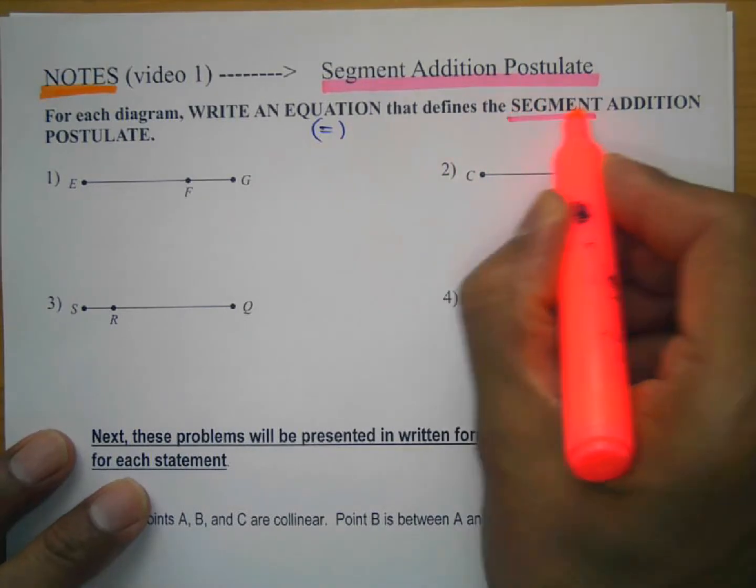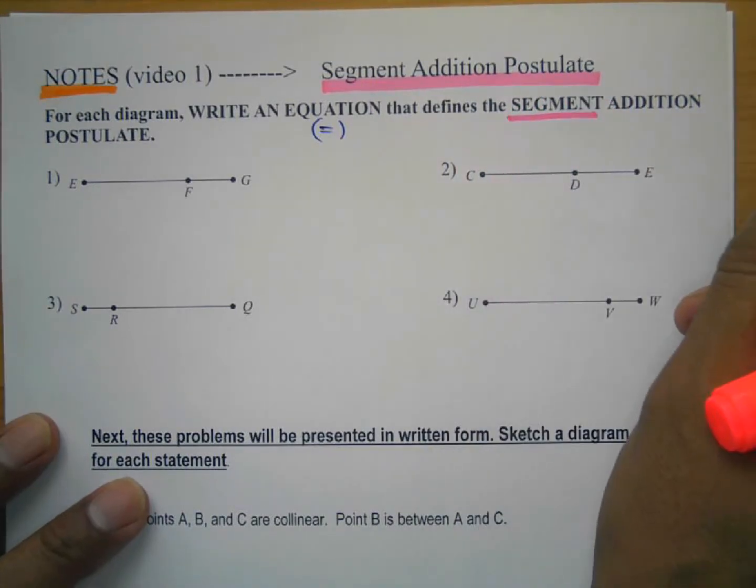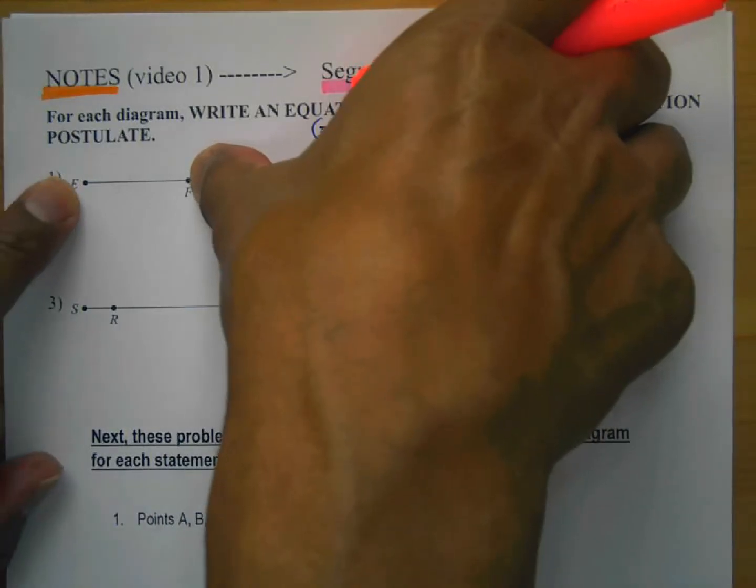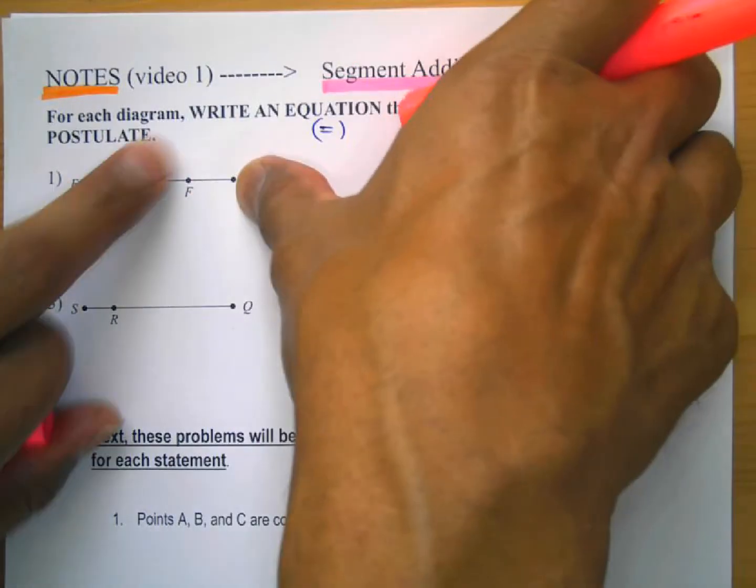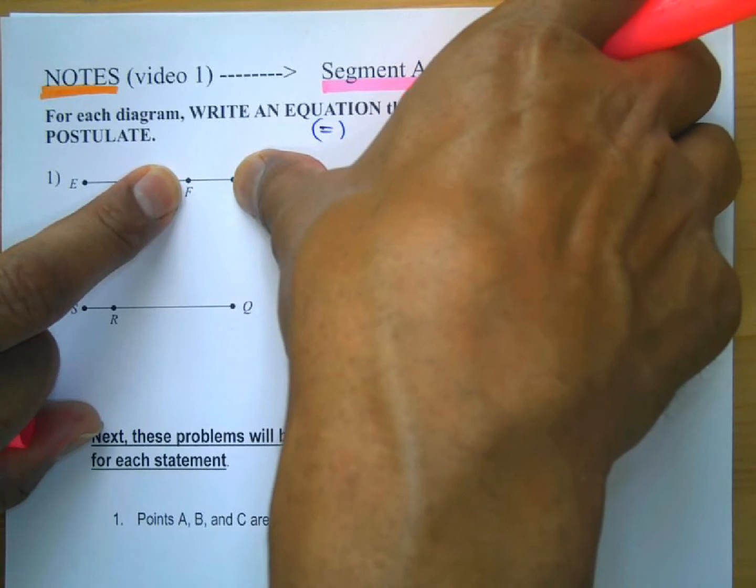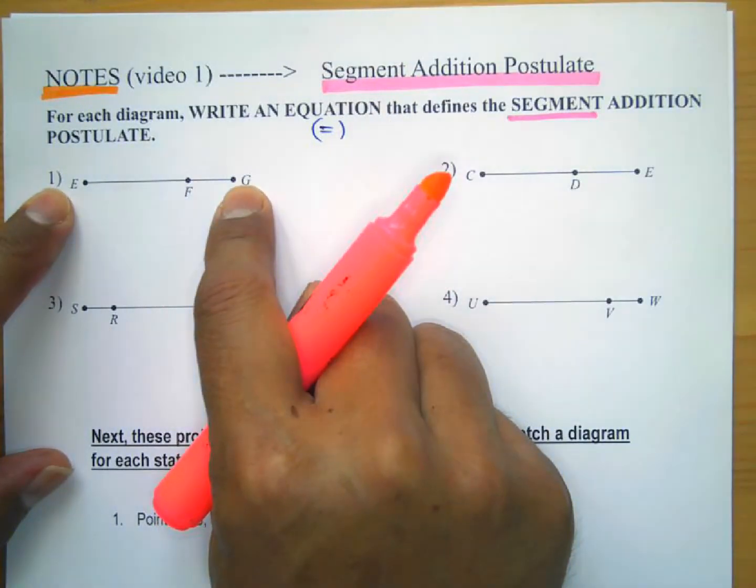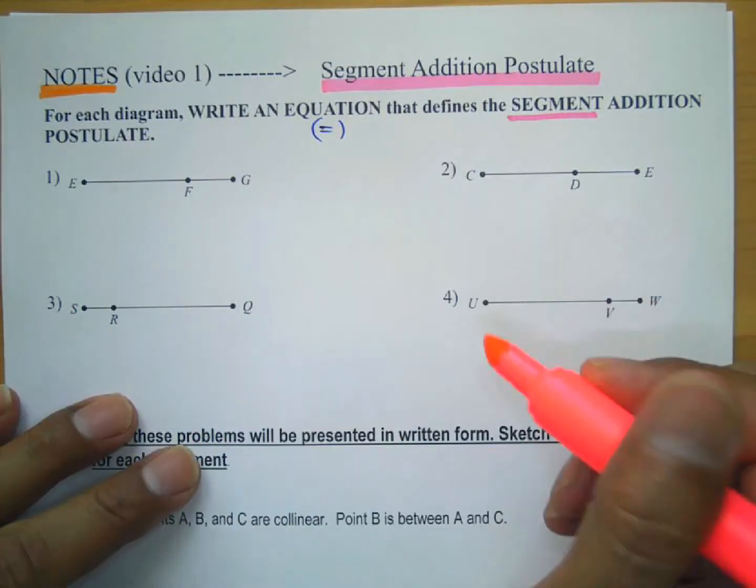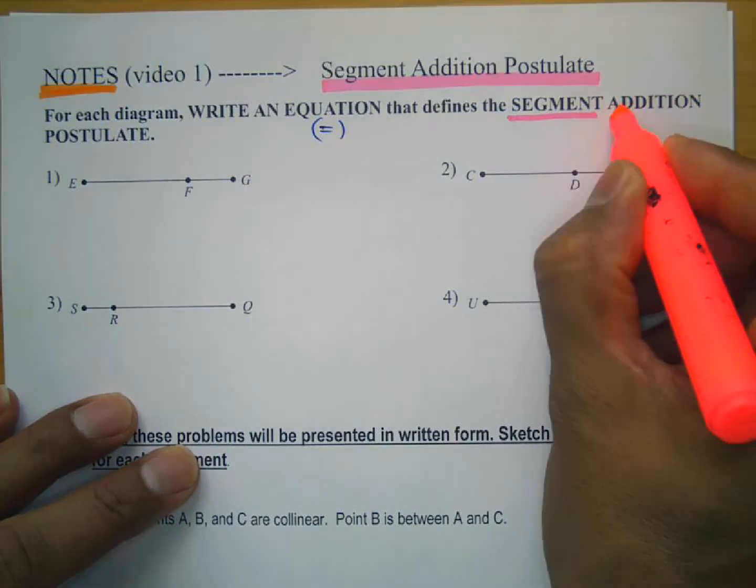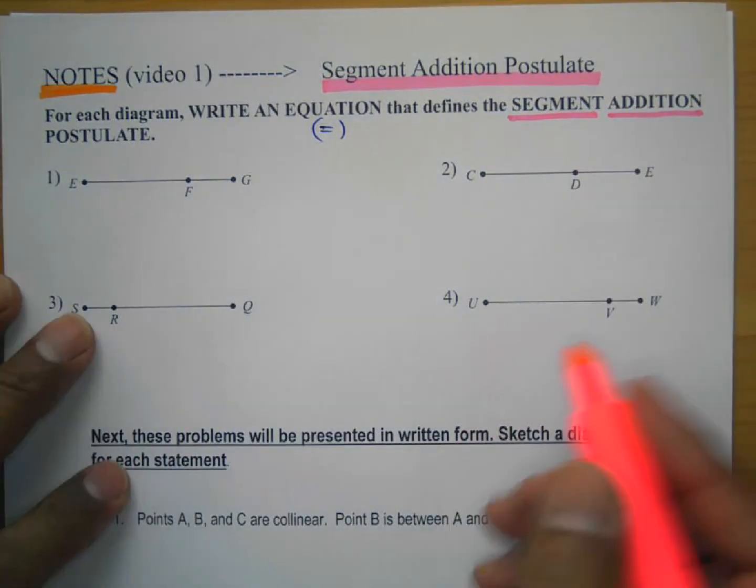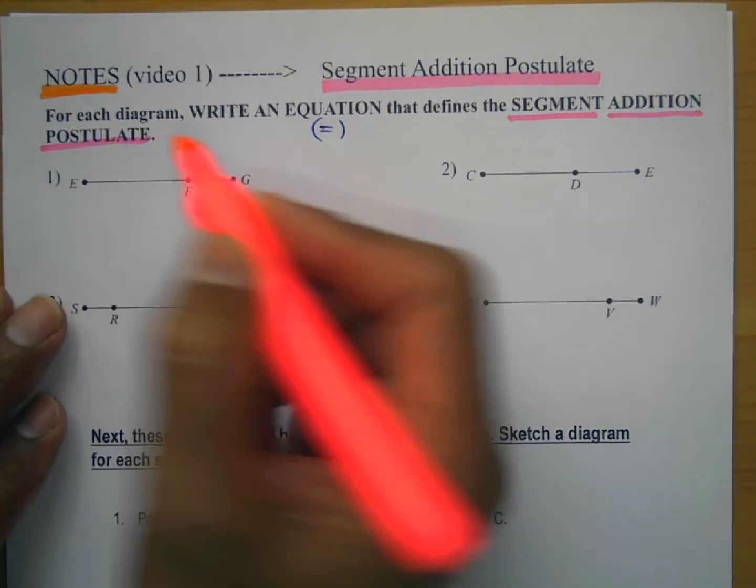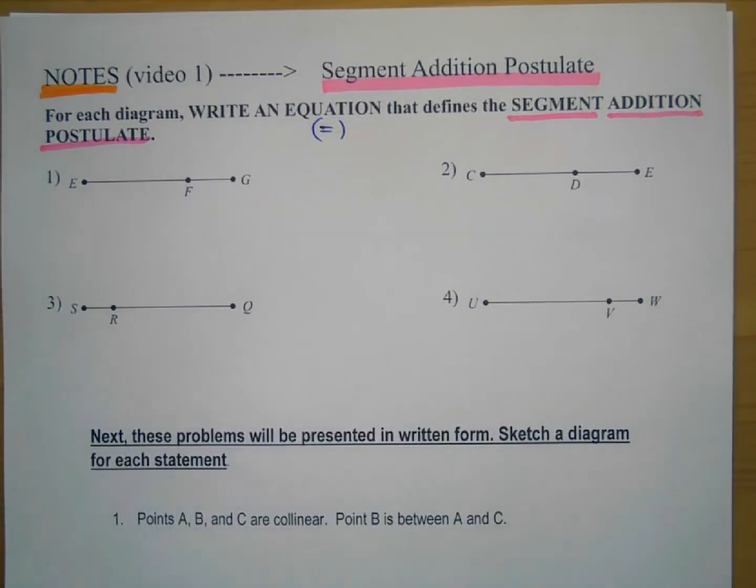What is it? Well, it has something to do with a segment. A segment, remember, is a line, but that kind of stops. We got a segment here. We actually have another segment there. And then we have the whole segment. We're going to talk about this. And it has something to do with addition, adding, right? And it's a postulate. Okay, very, very simple.